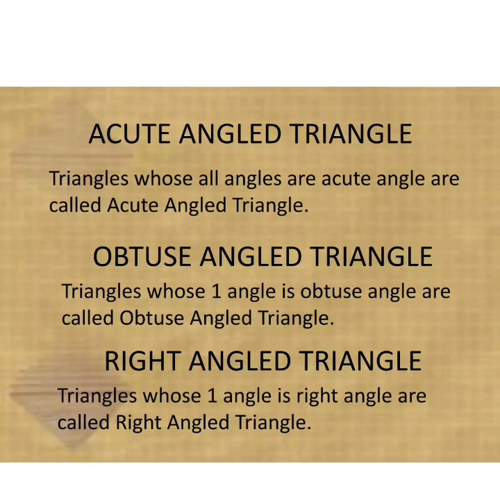Now on the basis of angles: acute angle triangle, obtuse angle triangle, right angle triangle. Acute angle triangle: triangles whose all angles are acute are called acute angle triangles. Obtuse angle triangle: triangles whose one angle is obtuse are called obtuse angle triangles. Right angle triangle: triangles whose one angle is a right angle are called right angle triangles, which I already told you before.